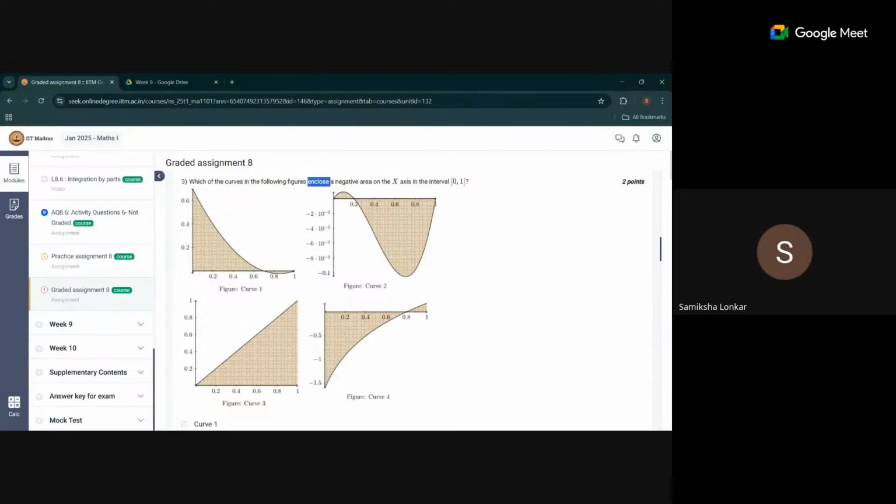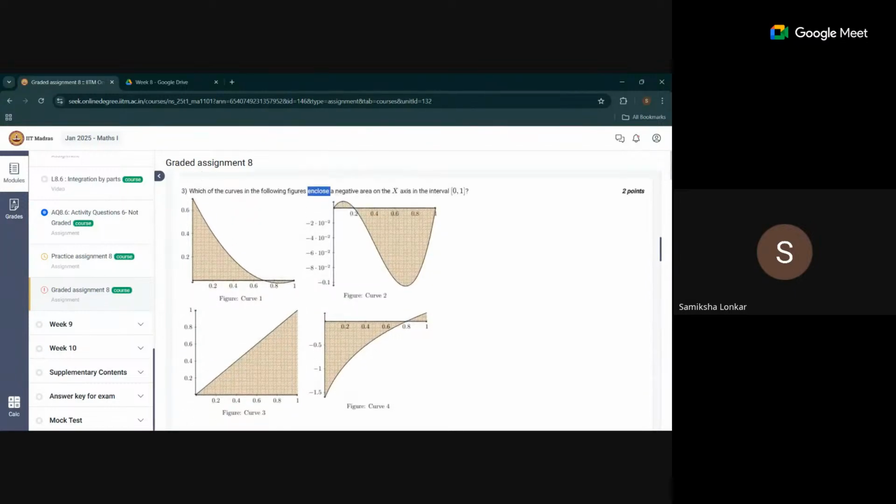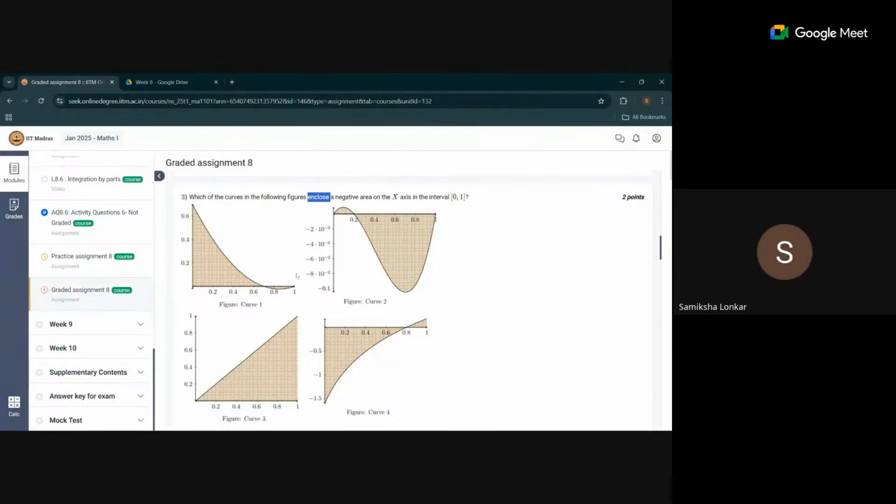Let me see, I'll try to give some partial marking too. Okay, ma'am. Thank you for pointing it out. Thank you, ma'am.